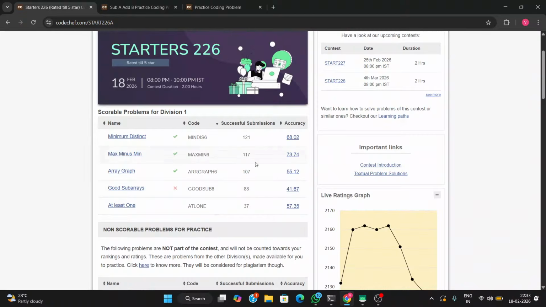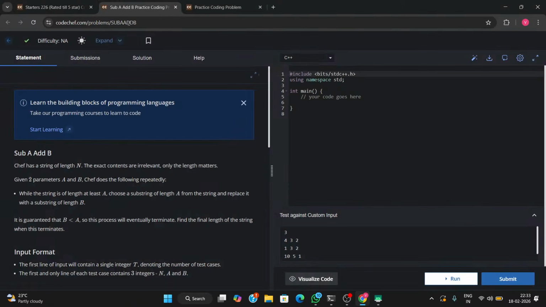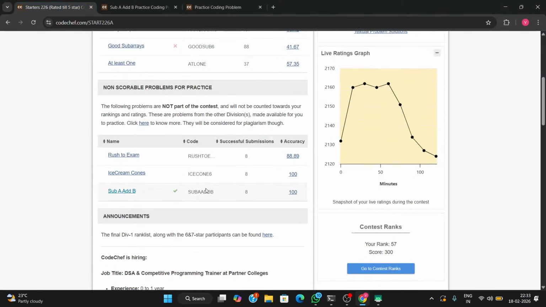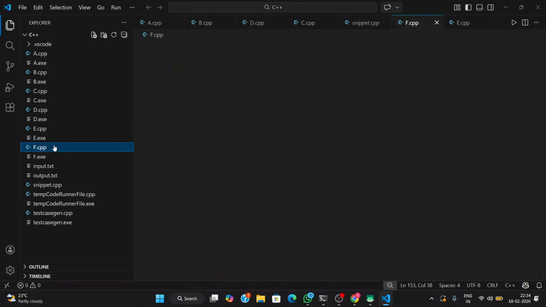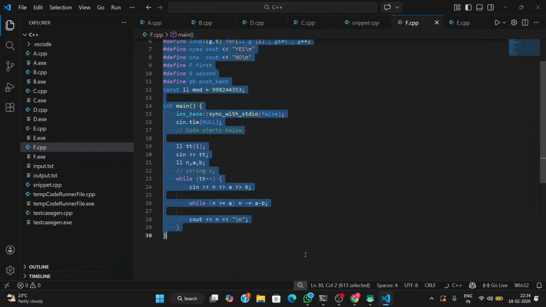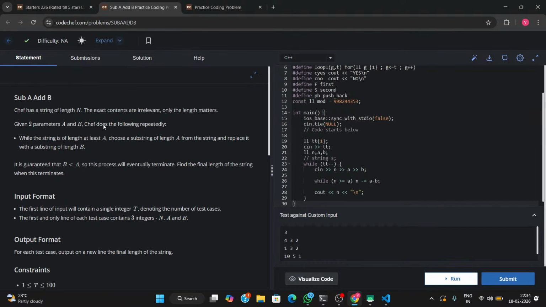Let's start today's issue discussion. We are going to discuss all of the five problems of today's issue. So let's start with the first question. Where is the code? Okay, let's start.